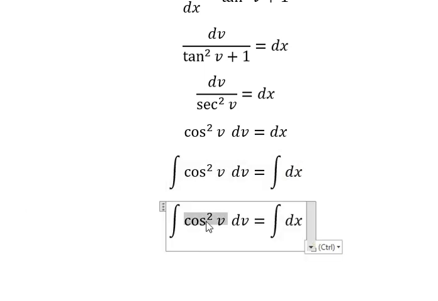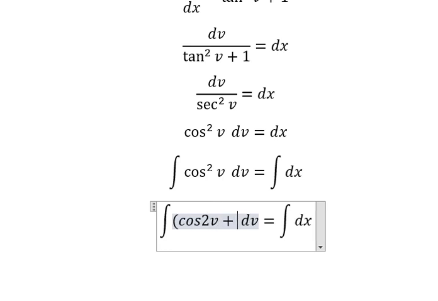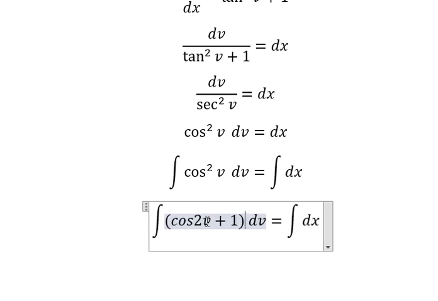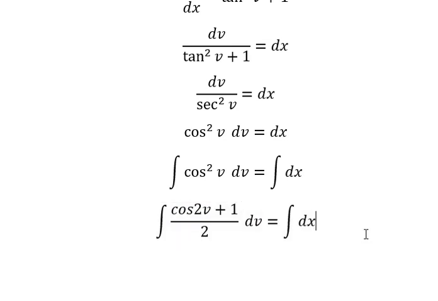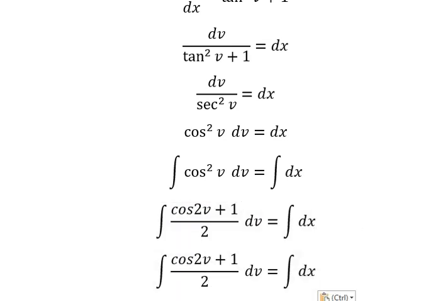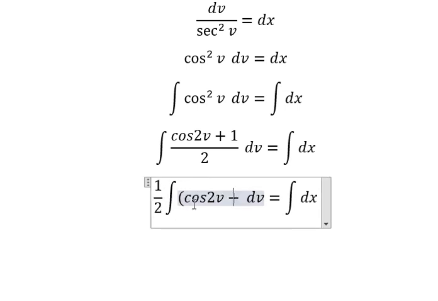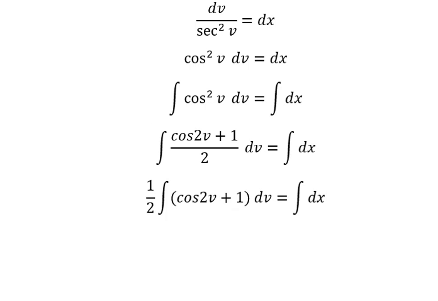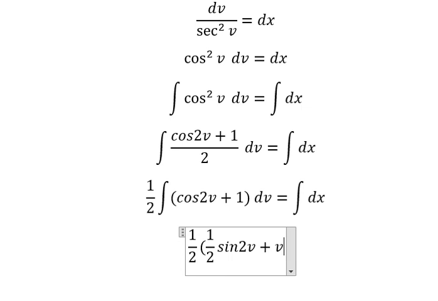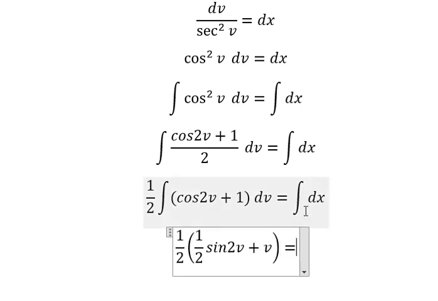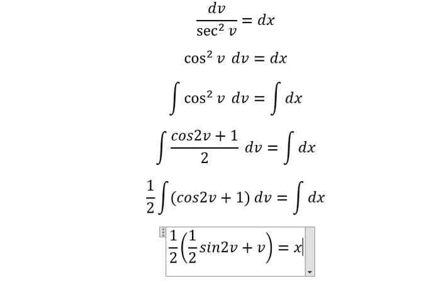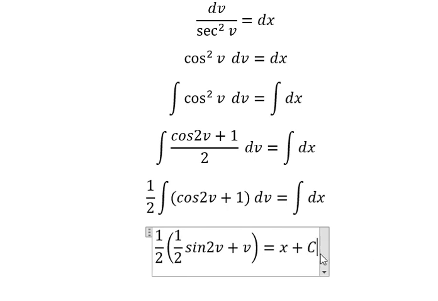We know that this one is cosine 2v plus 1 over 2. And now I will put the number 2 outside. The integration of cosine 2v is 1 over 2 sine 2v. The number 1 integrates to v. The integration of dx, you get x, and we put c, that's the constant.